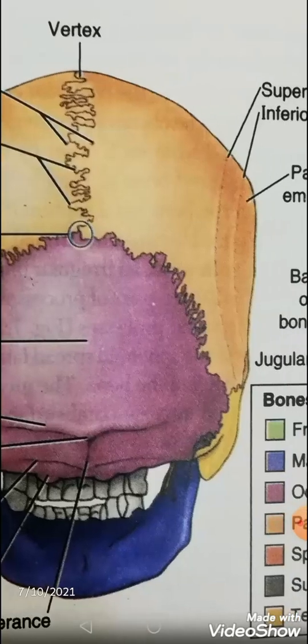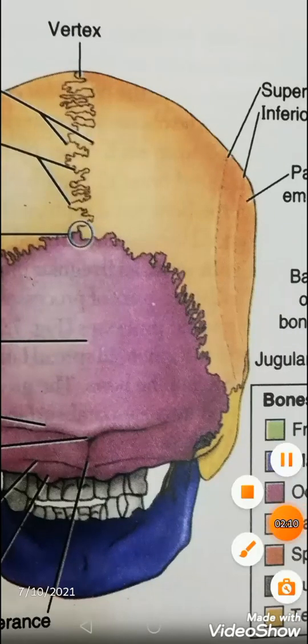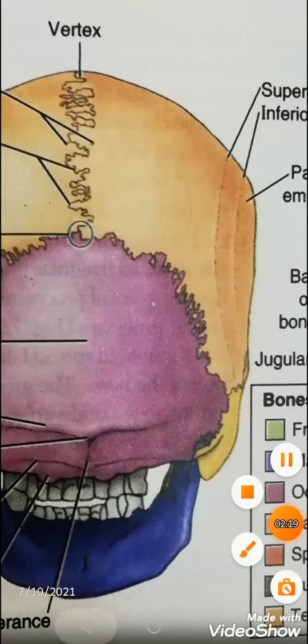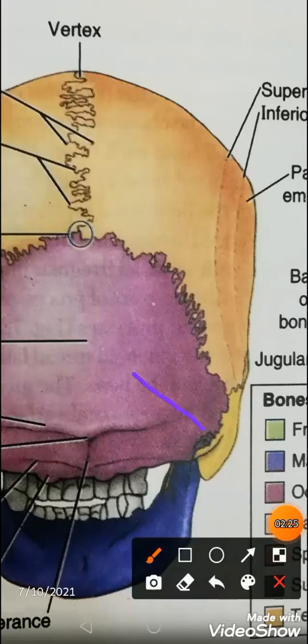There are a few other sutures. Let me mark them. This one is the parieto-mastoid suture, right? Now we have to see what else is there. We can observe that there lies the occipitomastoid suture, right?